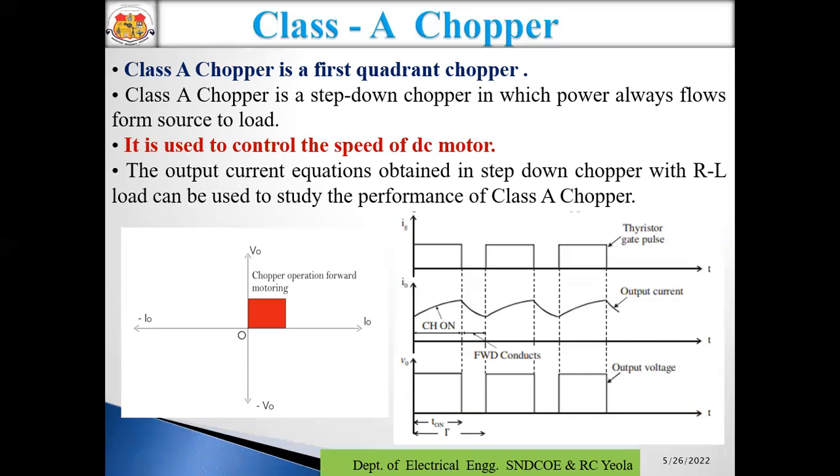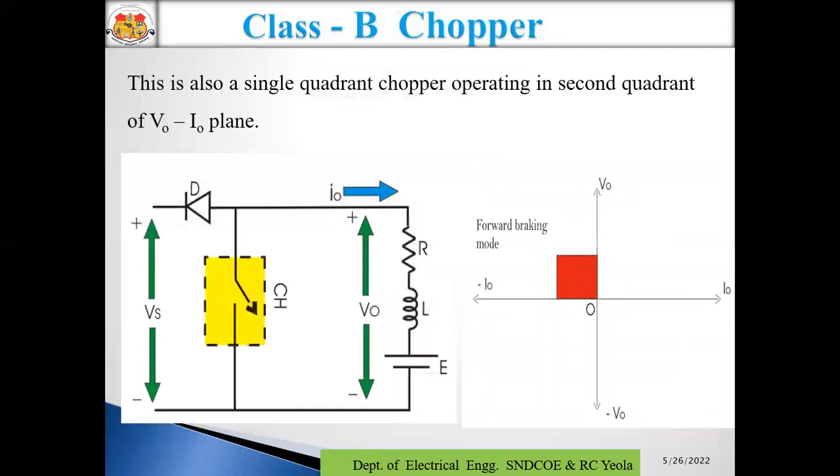It is used to control the speed of the DC motor. One thing is that the main application of the class A chopper is to control the speed of the DC motor. The output current equations obtained in a step down chopper with RL load can be used to study the performance of the class A chopper. So this is all about the concept of the class A chopper.